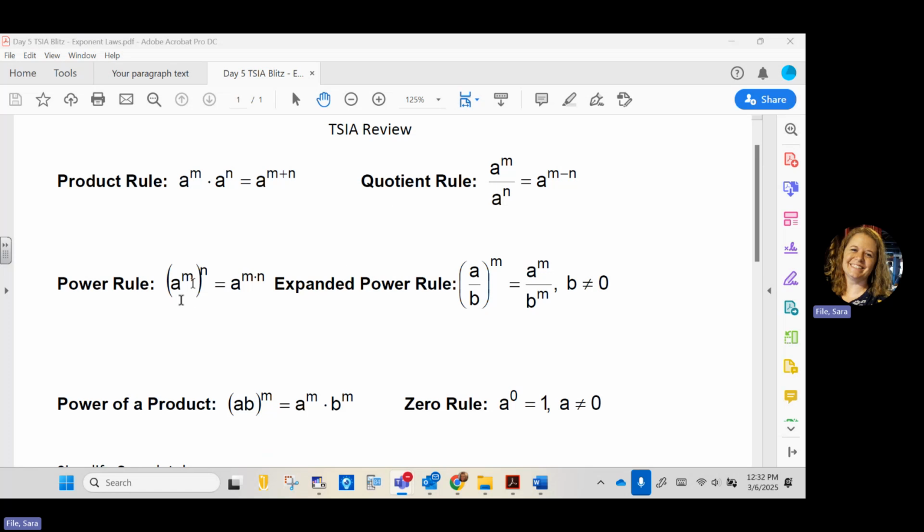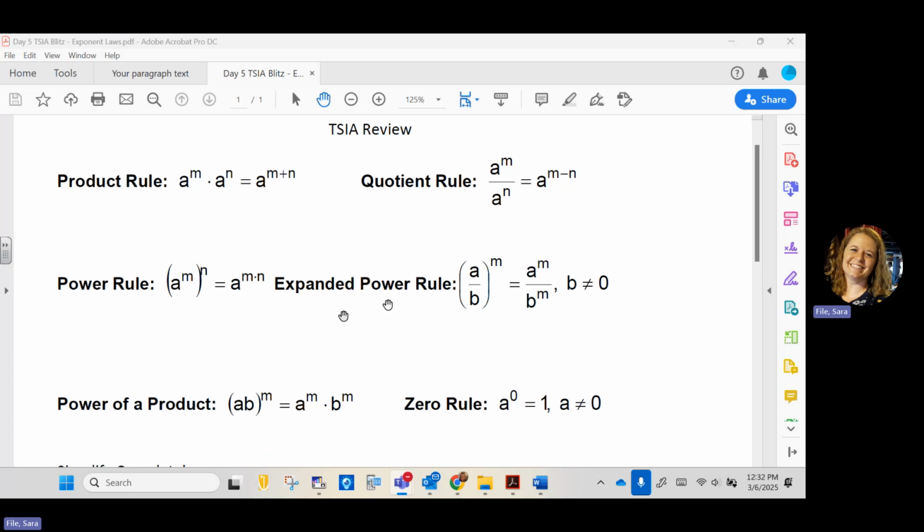Now the power rule is talking about if you raise an exponent to another power. So you have a power on a power, or an exponent on an exponent. When this happens, you are going to multiply. That's a dot between the M and the N here. You're going to multiply those two exponents and just keep your base as is.